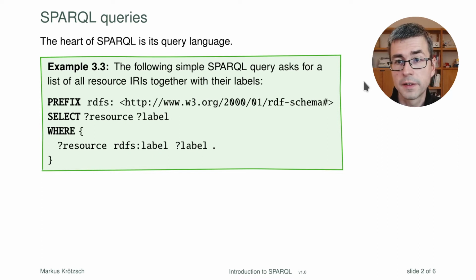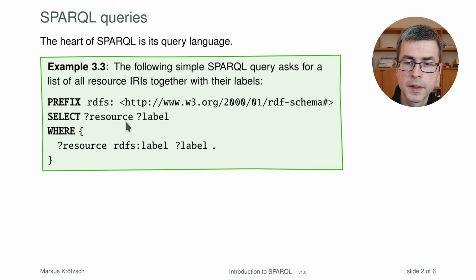This particular SPARQL query that I'm showing you here does something very simple. It asks for a list of all resource IRIs together with their labels, where the label is given by this standard RDFS label property that I had been mentioning before. What do we see here? Well, there's a prefix declaration that shouldn't come as a surprise. You know that from Turtle. It's a way to abbreviate lengthy IRIs and to make this all more usable.